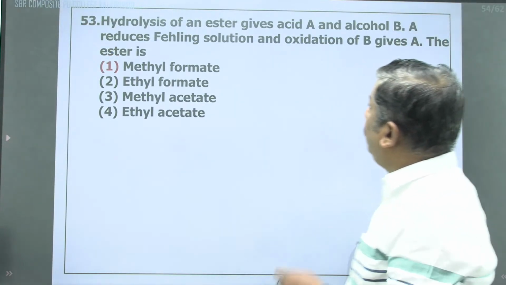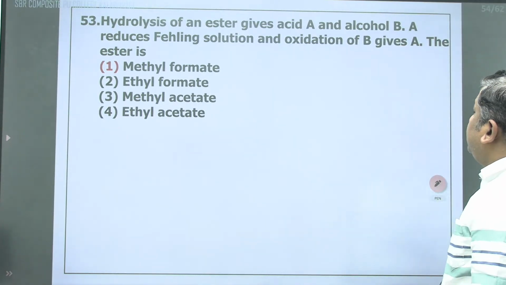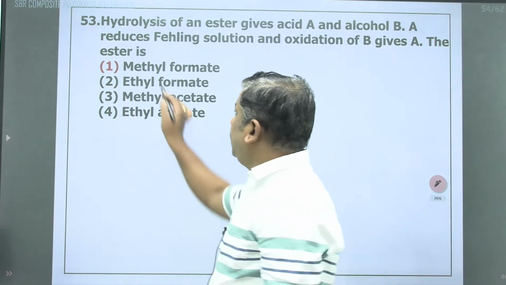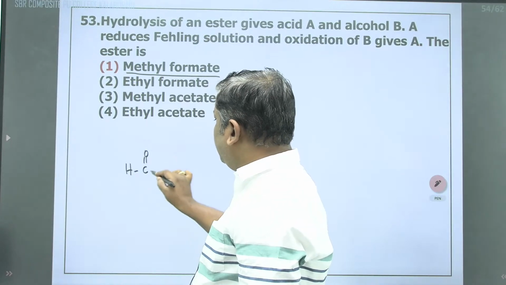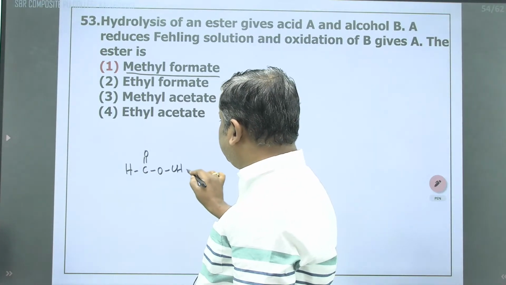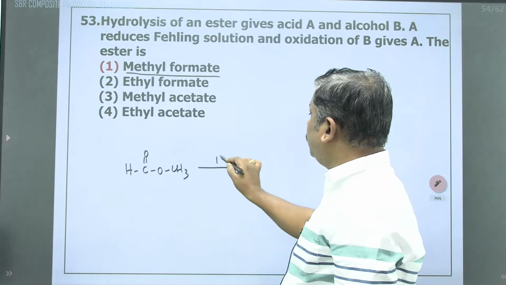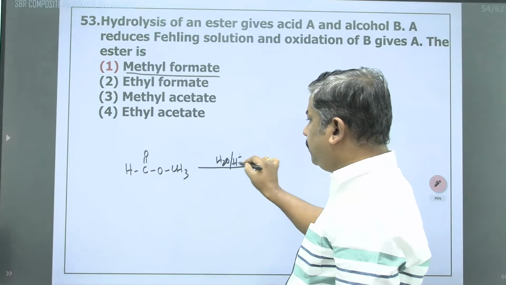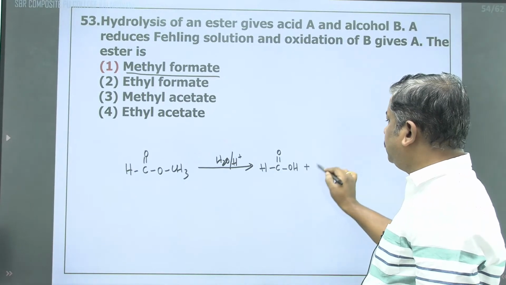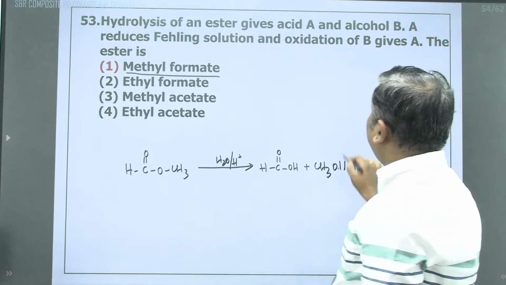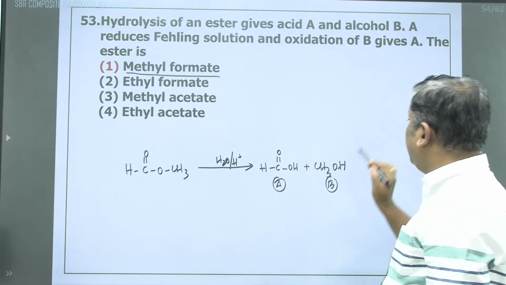Question number 53, hydrolysis of an ester gives acid A and alcohol B. A reduces Fehling solution and oxidation of B gives A. The ester is? Let us first start with methyl formate. Methyl formate is the compound HCOOCH3. Whenever this ester undergoes hydrolysis, what product is obtained? The products are HCOOH plus CH3OH. HCOOH is going to be considered as acid A, and this one is going to be alcohol B.